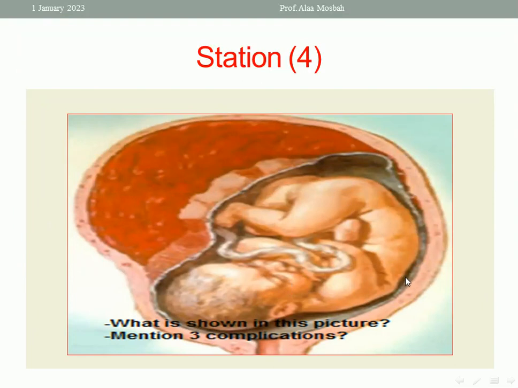Let us go to station 4. Look to this picture, please. What is shown in this picture, and mention 3 complications. In this picture, there is separation of the placenta and a retroplacental hematoma. As you see, this is hematoma, retroplacental, okay? So this is placental abruption. Mention 3 complications. Placental abruption may be associated with shock, DIC, acute renal failure. So this is a very dangerous complication.